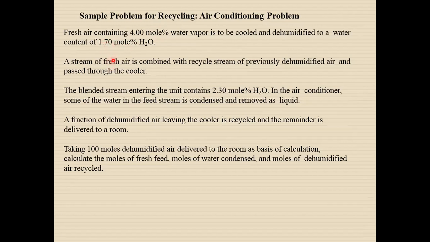A stream of fresh air is combined with the recycled stream of previously dehumidified air and passed through the cooler. So we are combining the fresh feed with the recycled stream, and the combined stream will go to the cooler. The blended stream entering the unit contains 2 mole percent water. Here the moisture has increased because we are combining the recycled air with the fresh air. In the air conditioner, some of the water in the feed stream is condensed and removed as liquid. So a fraction of the dehumidified air leaving the cooler is recycled and the remainder is delivered to our room.